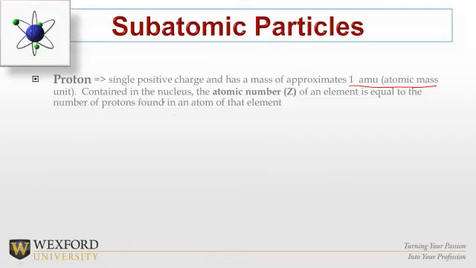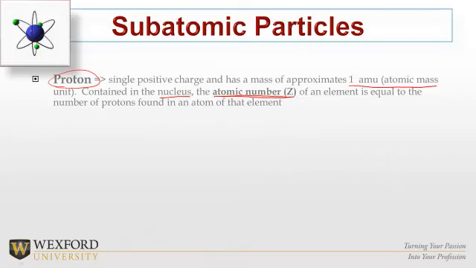Once again, contained in the nucleus. And when we look at an element in the periodic table, we're going to see that they're all based around their atomic number. And their atomic number is the number of protons in an atom of that element. So when we define our elements by their atomic number, we define our elements by the number of protons they have.